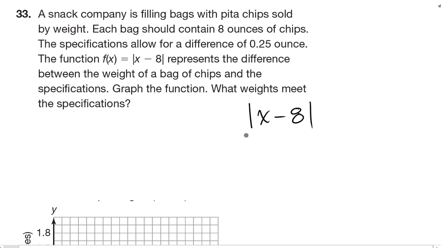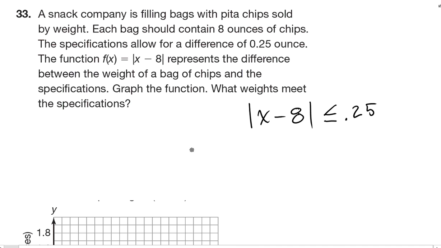But in all cases, we want the difference between the actual bag and the specification to be, it says it allows for a difference of 0.25. So it has to be less than or equal to 0.25. So this is the absolute value inequality that'll give us the range of values for our chips. I'm going to solve this algebraically before I graph it below. In doing so, I'm going to write this in the two different ways we did up above.